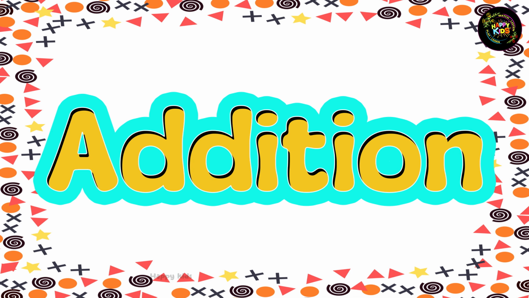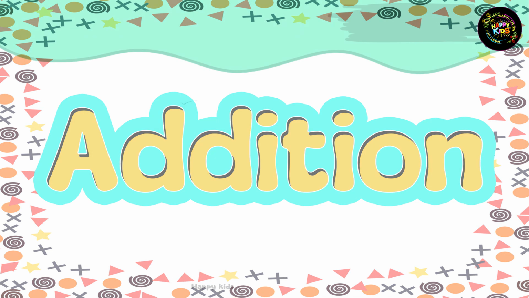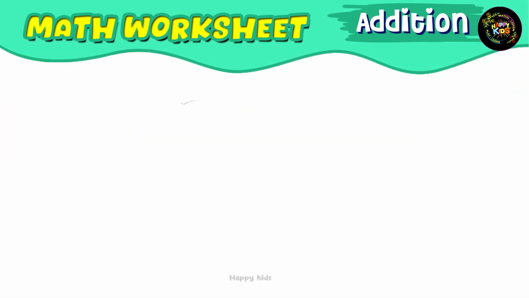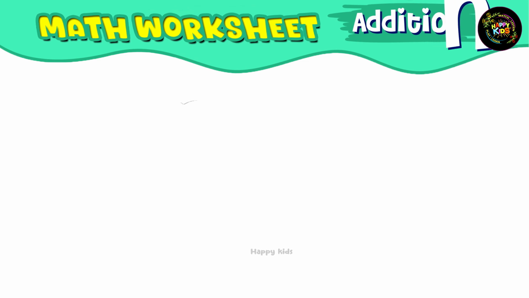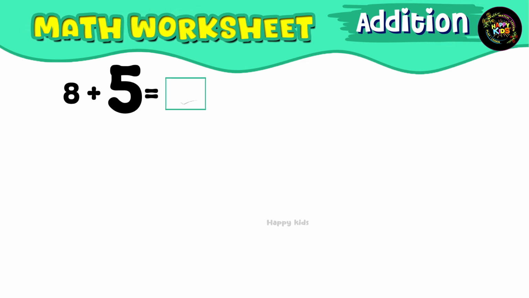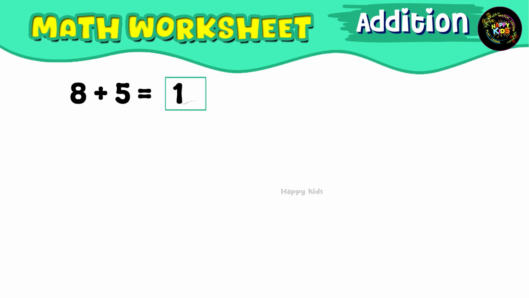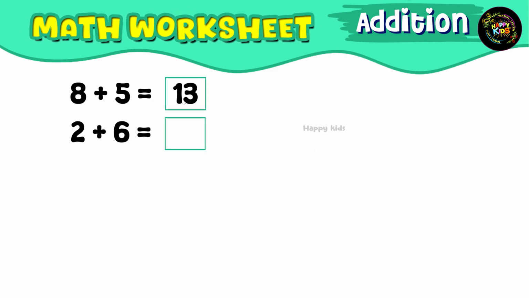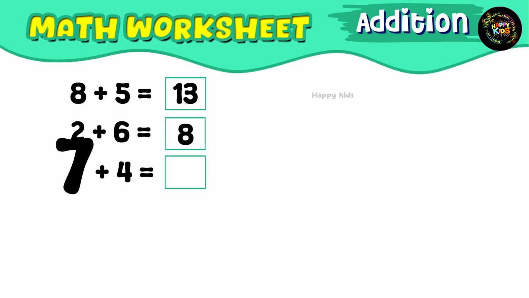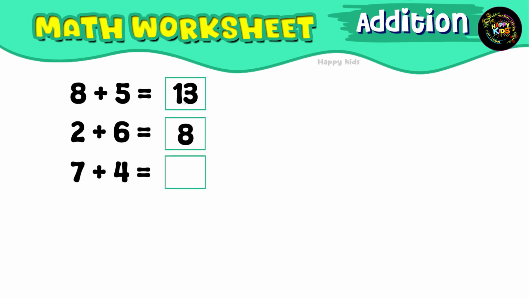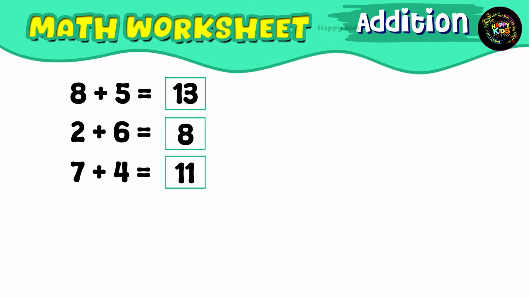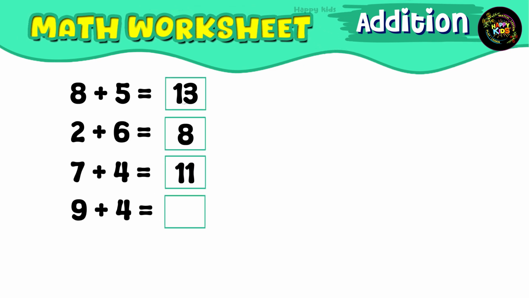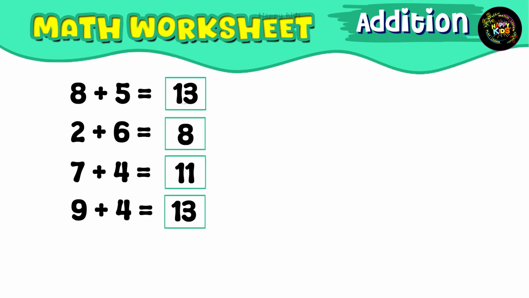Edison. Math worksheet. Edison. 8 plus 5 is equal to 13. 2 plus 6 is equal to 8. 7 plus 4 is equal to 11. 9 plus 4 is equal to 13.